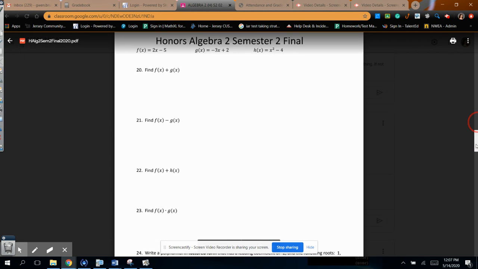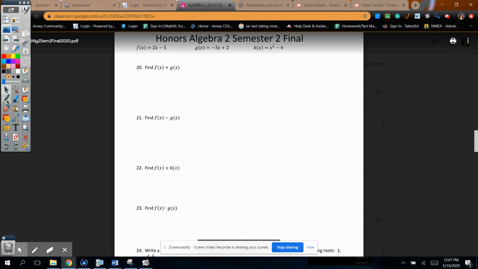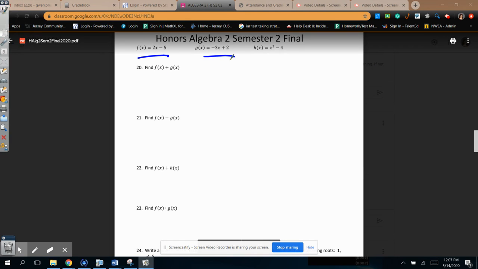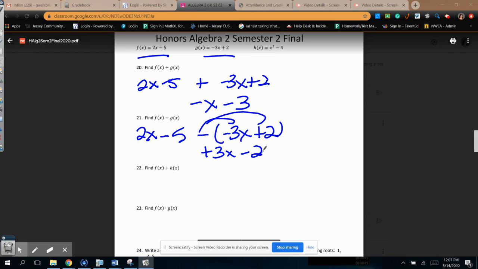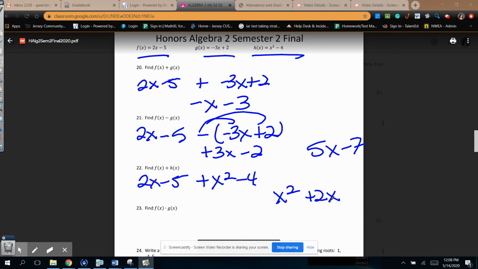Okay, these guys are just going to add and subtract, multiply these functions. F of x plus g of x will be 2x minus 5 plus negative 3x plus 2. Just combine like terms, negative x minus 3. F of x minus g of x, you will have to subtract all the pieces, which means you will distribute that negative 1. So that'll be a plus 3x and a minus 2, which is 5x minus 7. F of x plus h of x will just be combining like terms. And I'll have an x squared plus 2x minus 9.